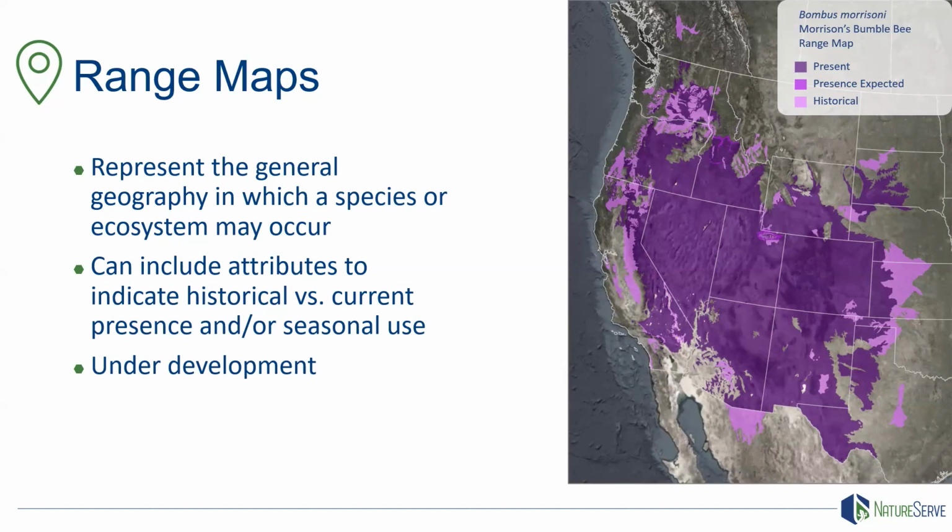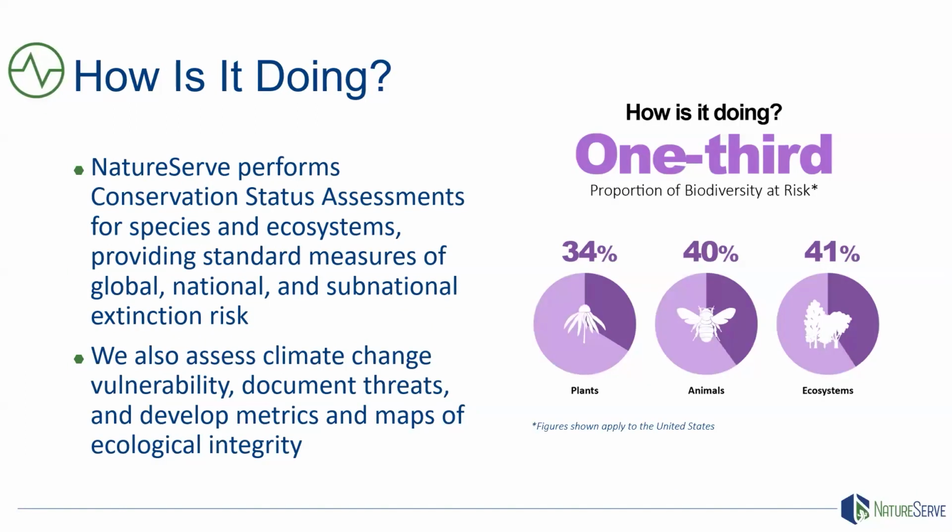Currently, NatureServe is working with our network programs across the US and Canada to develop a methodology for developing range maps for all the species that we track. And we will begin to make those available in addition to the current range maps we have for many at-risk species and ecosystems.